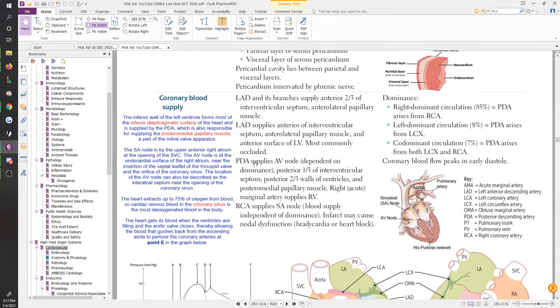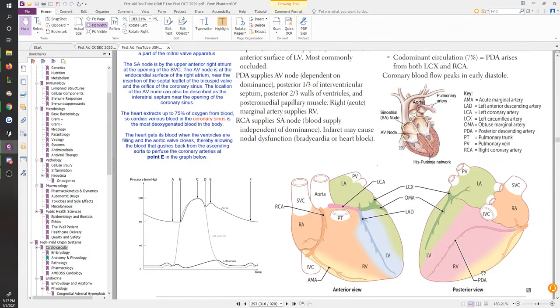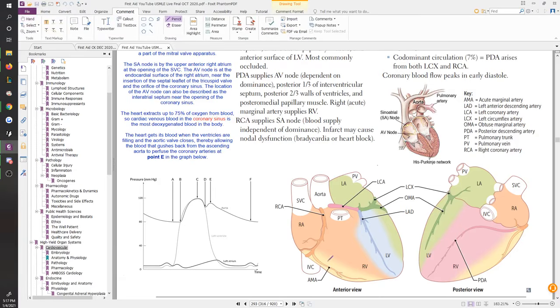Then you have your PDA. Your PDA is supposed to supply the AV node, but the PDA is dependent on your circulation dominance. Whether your PDA actually comes off of, as we see in this image here, they're showing you the PDA is coming off of your right coronary artery, which is yellow, right? So you have your yellow-orange right coronary artery and the pink PDA. What can happen, though, in a small but significant number of patients is that your PDA might actually arise off of here and go like that. Instead of this purple line, you would have something like that, right?